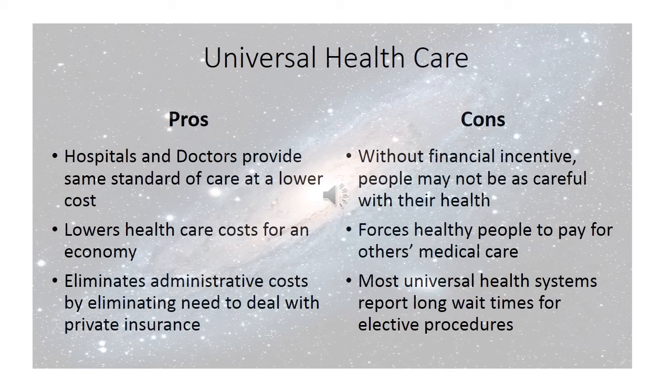So here are my pros and cons for universal health care. The pros: one, hospitals and doctors provide the same standard of care at a lower cost. Two, it lowers healthcare costs for an economy. Three, it eliminates administrative costs by eliminating the need to deal with private insurance. Now the con side: one, without financial incentive, people may not be as careful with their health. Two, it forces healthy people to pay for others' medical care. Three, most universal health systems report long wait times for elective procedures.